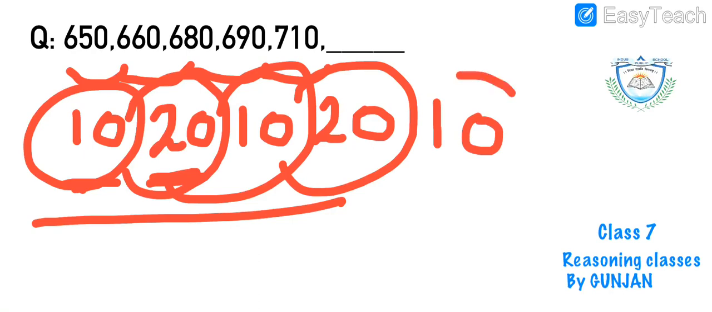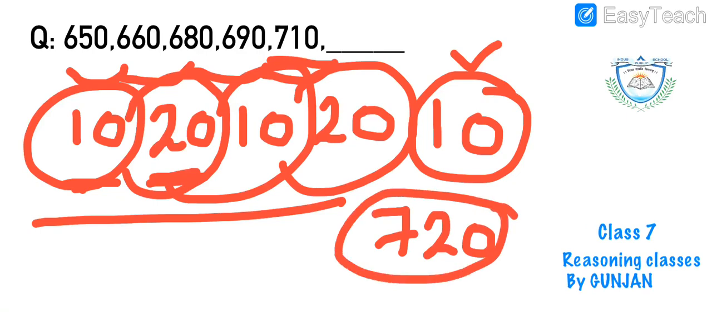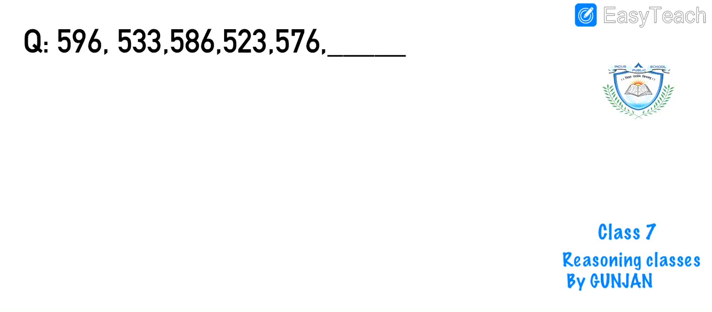So following the same pattern, how will we go ahead to find out the answer? First thing we are clear here is that the answer and 710 will have a difference of 10. So if I add 10 to 710, the answer will be 720. Moving ahead. Third question. Here the number series written is 596, 533, 586, 523, 576. Now let's check the difference. Difference between first two numbers is 63.